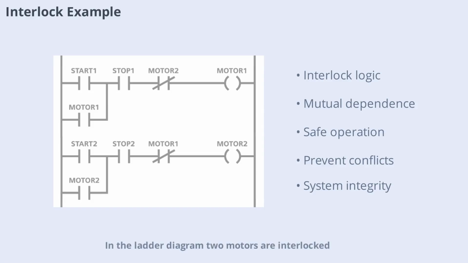In the ladder diagram, two motors are interlocked. Motor 1 can start only if motor 2 is off, and vice versa. This ensures that both motors cannot run simultaneously, preventing conflicts and ensuring safe operation. Interlocks are essential for coordinating equipment and maintaining system integrity.